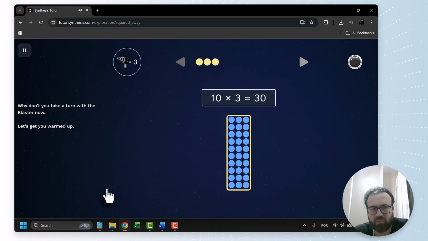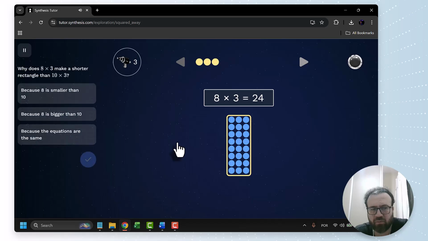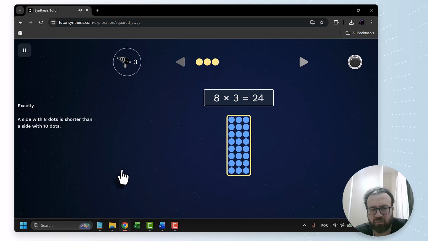Why don't you take a turn with the blaster now? Let's get you warmed up. Go ahead and smoke it. And it's another rectangle, just a bit shorter this time. Why does 8 times 3 make a shorter rectangle than 10 times 3? Exactly. A side with 8 dots is shorter than a side with 10 dots.